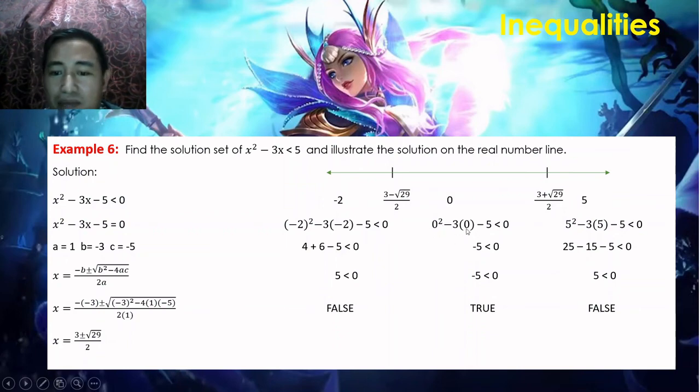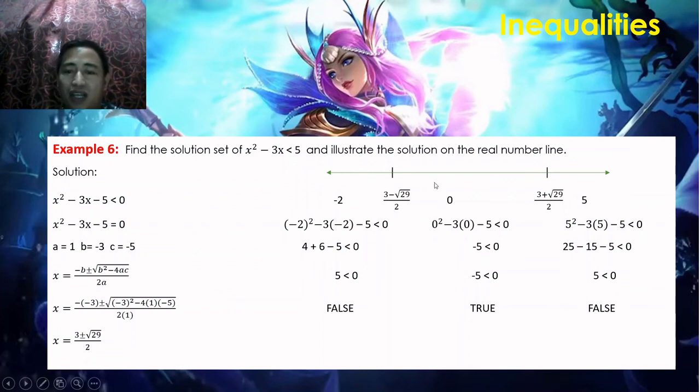Now for 0: 0 squared minus 3 times 0 minus 5 less than 0. The first two terms become 0, so negative 5 is left. Negative 5 is less than 0. True. Now substitute 5: 5 squared minus 3 times 5 minus 5 less than 0. So this is 25, this becomes 15, so 25 minus 15 minus 5 is 5. Is 5 less than 0? False. So the only true one is this.